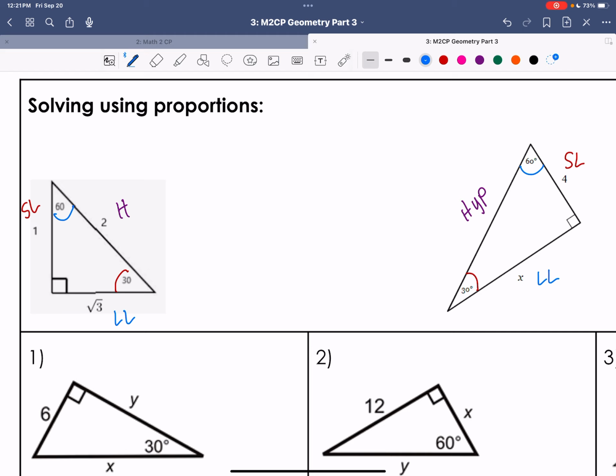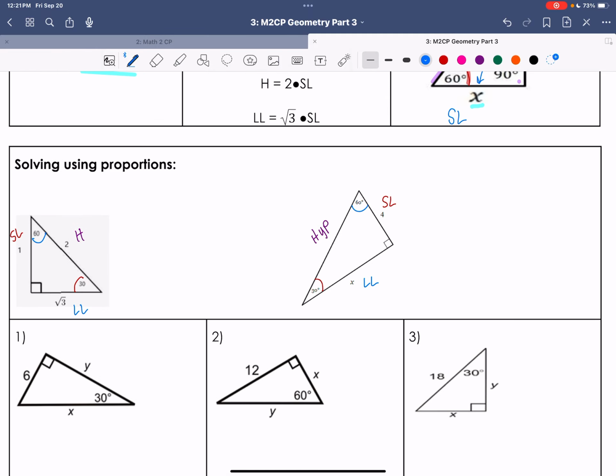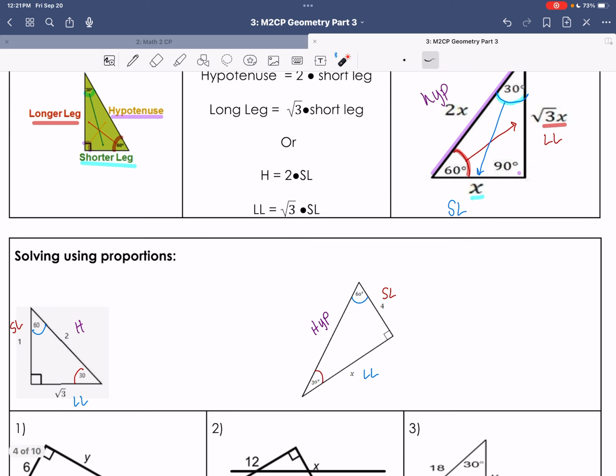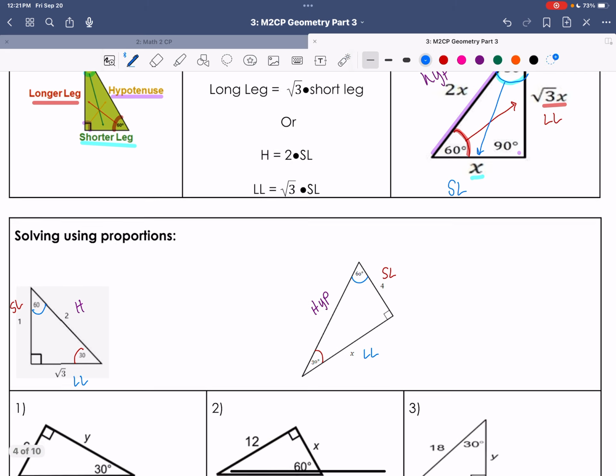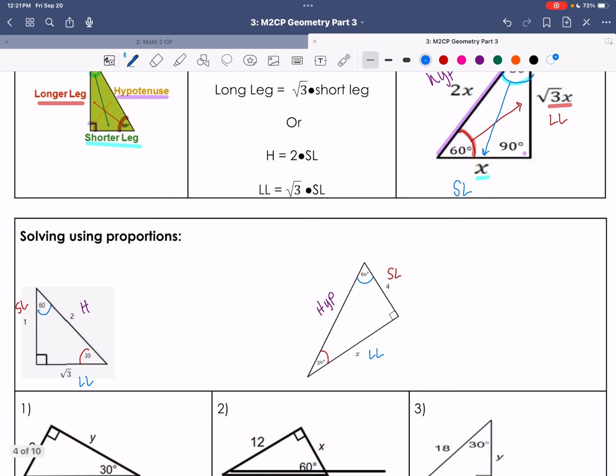Now that we have that, we can start setting up proportions and matching the sides. So we need to find x, and we're looking for a long leg. So if you go up here, its long leg is √3 times the short leg. So let's set up the proportion. I've got √3 goes with this guy, because those are both our long legs. And then your short leg goes with your short leg, and then of course hypotenuse and hypotenuse.